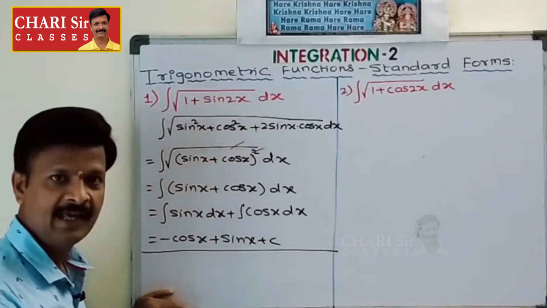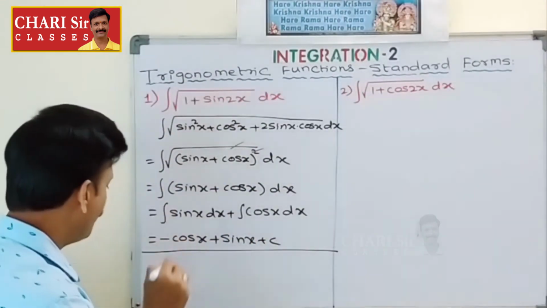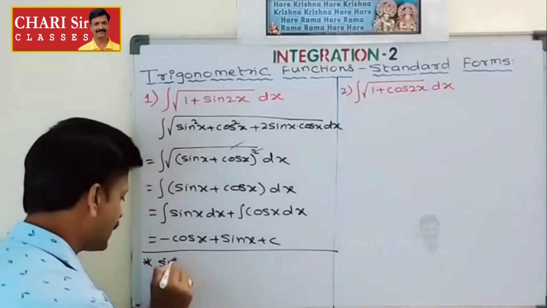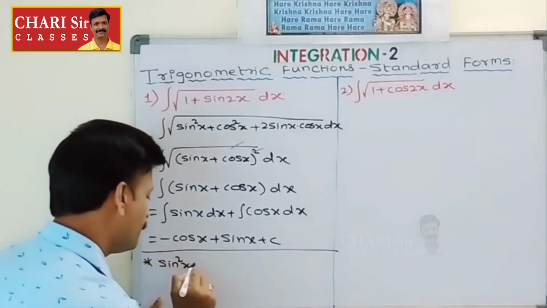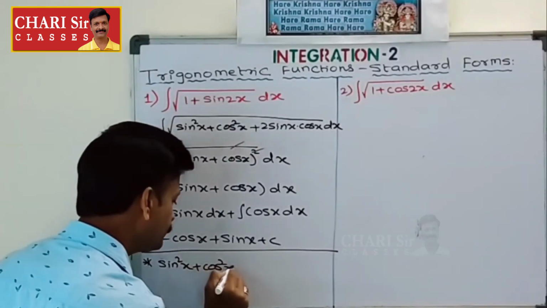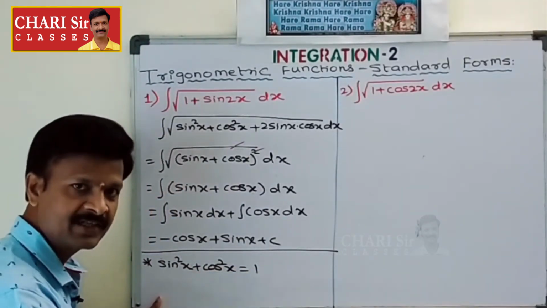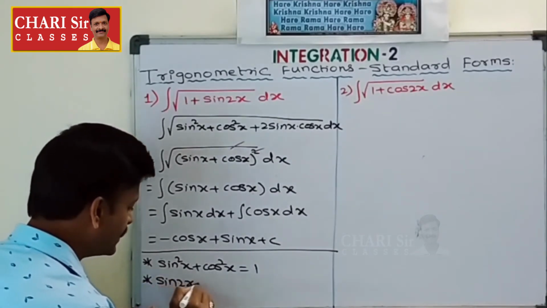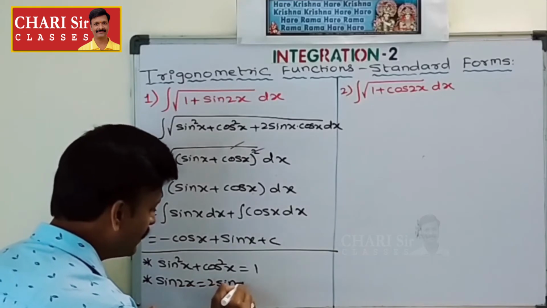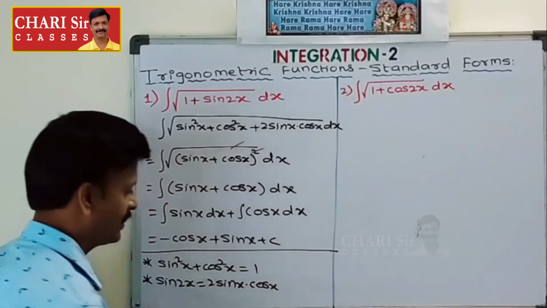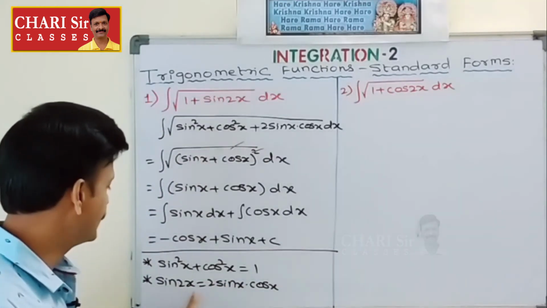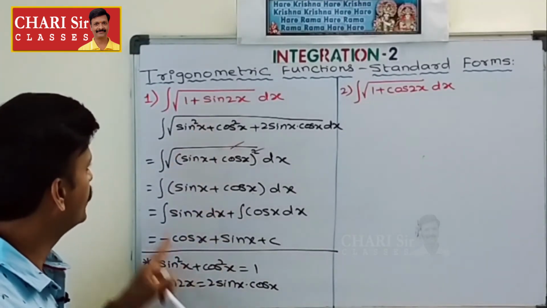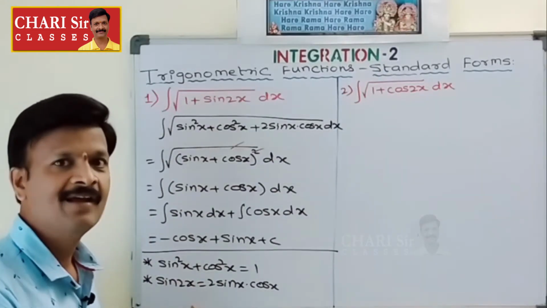Here, what are the identities we used? One identity we used is sin square x plus cos square x equal to 1. This formula we used, and also we used sin 2x is equal to 2 sin x into cos x. This is also a multiple angle formula. These two we used for this question. This question is many times given in our boards.